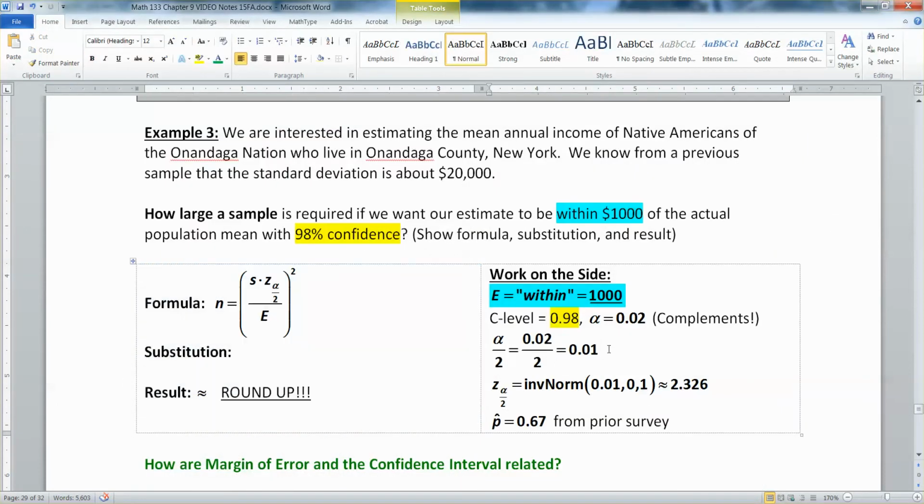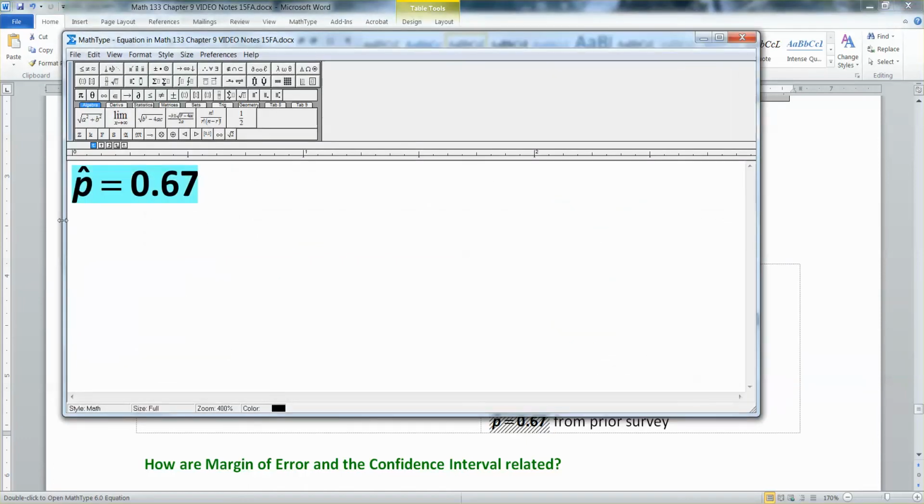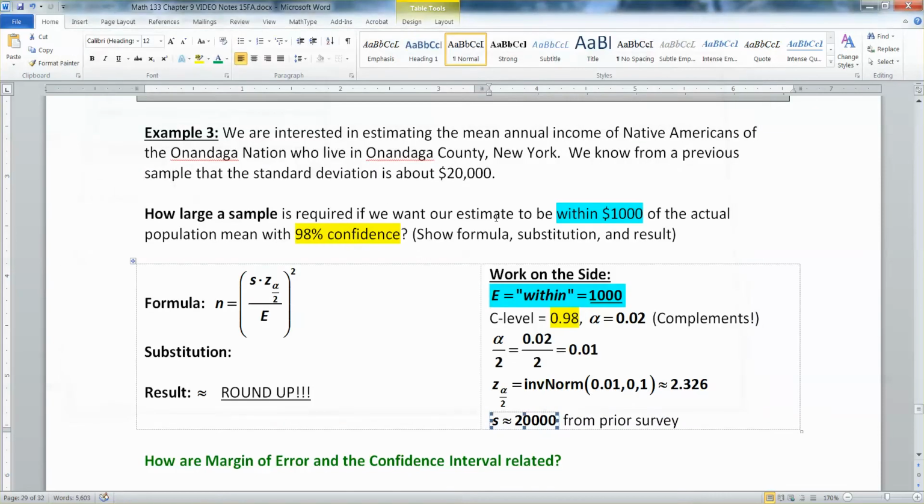Okay, so we know that this is 0.01 for the area in the tail, and we got 2.326 for our z-score. And then we don't have a p-hat. This is not a proportion problem. But we do know that S is about 20,000 according to that prior study. It says the standard deviation is about 20,000 right here. So let me highlight that in pink. Okay, so that's where that is coming from. We don't need to worry about the prior thing.